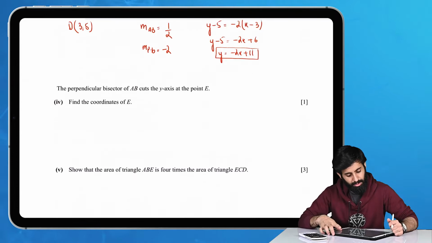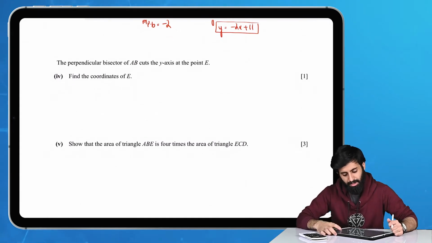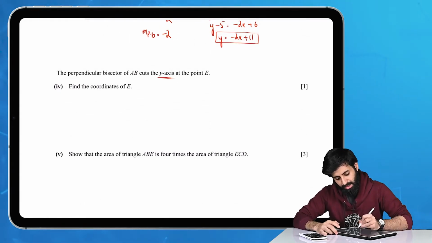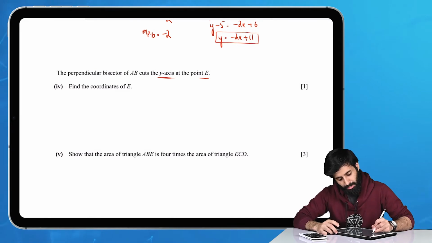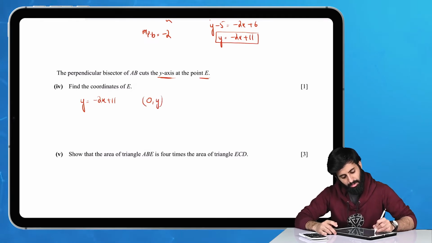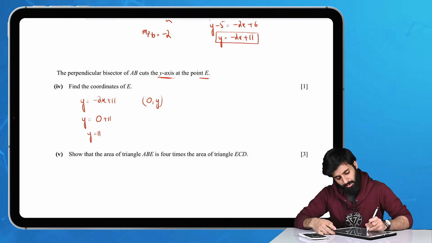Then we have the last part, which says the perpendicular bisector of AB cuts the y-axis at point E. If you have a point that's cutting the y-axis, that means its x coordinate is going to be equal to 0. So I'm going to plug in 0 comma y. So y is 0 plus 11. I don't really have to write 0, but anyway. So now we have the coordinates of E. They are 0 comma 11.